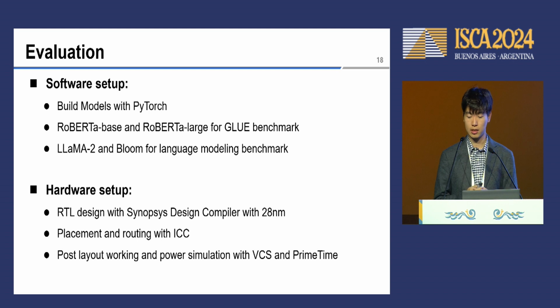And to measure the performance and the efficiency of our design, we use the following setups. First, we build several models with SNP on PyTorch, and we use the Roberta, Llama, and Bloom models for the evaluation. And for the hardware implementation, we first finished the RTL design with Synopsys Design Compiler with TSMC 28nm CMOS technology, and completed the placement and routing with ICC. So we get the actual area of the chip. Then we use the post-layout chip and the model data from PyTorch to perform simulation with VCS and Runtime, which reveals the power utilization and all the working scenarios in detail.